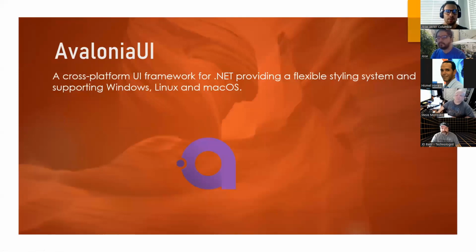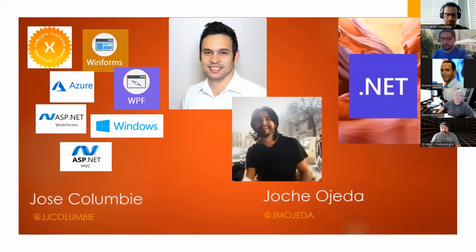Avalonia UI is a cross-platform UI framework for .NET, providing a flexible styling system and support for Windows, Linux, and macOS. I want to mention they have beta support for iOS and Android, and they have early-stage support for WebAssembly and for the web, but where Avalonia really shines is in desktop.